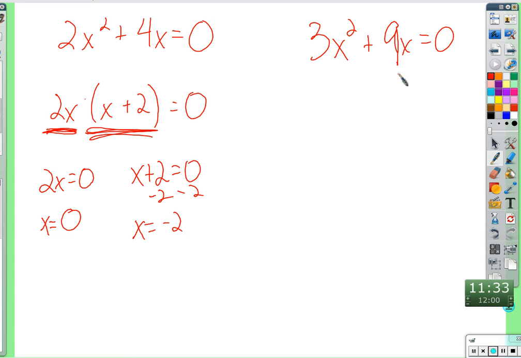Obviously really similar problems. I want you to solve this problem as well. Factor it. Set each factor equal to 0. Solve those two equations that you created.